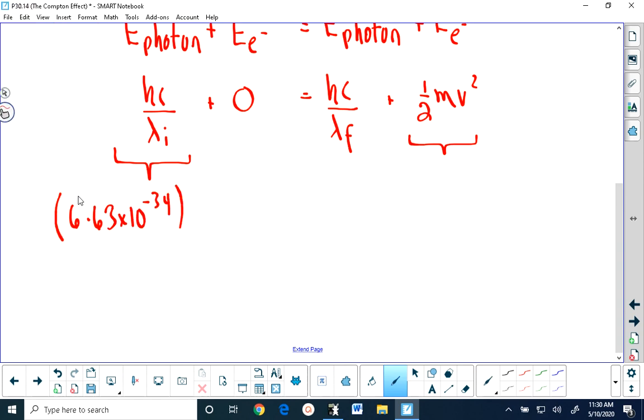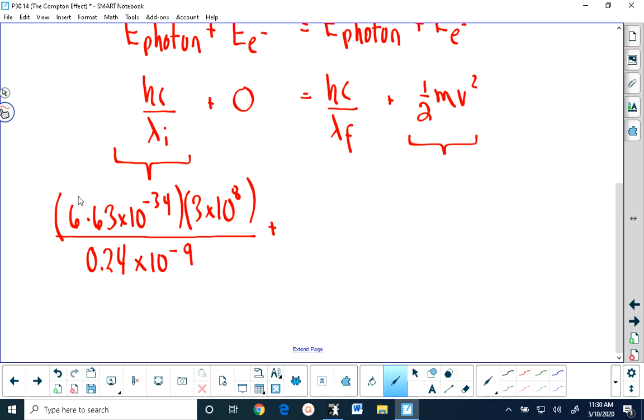I'm going to leave the units out. Multiplied by the speed of light, which is 3 times 10 to the 8. Divided by the wavelength, which was 0.24. It was nanometers, so I'm going to throw in a 10 to the negative 9. And this is going to be the energy before, because the electron has nothing before the collision in terms of energy.